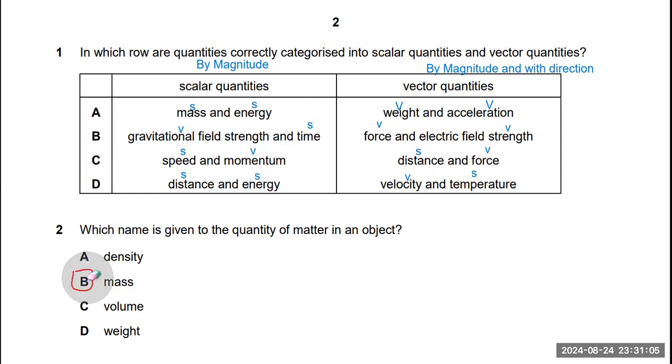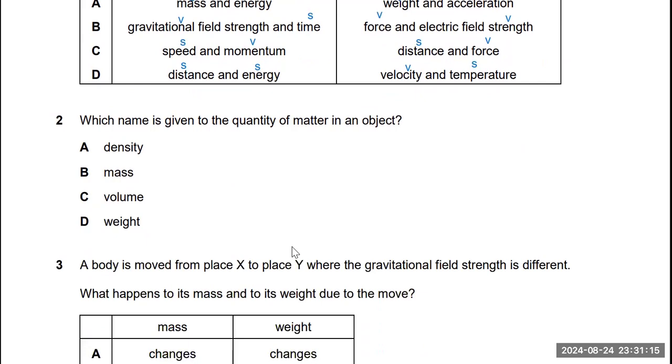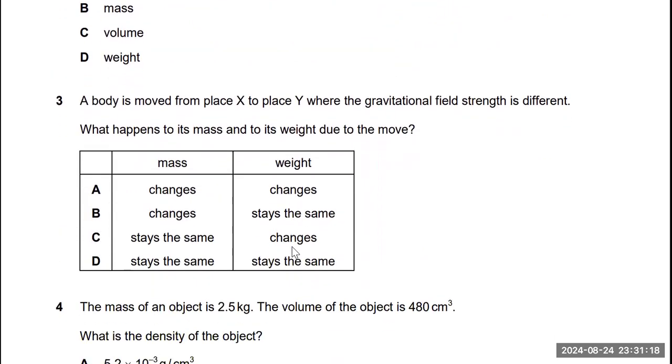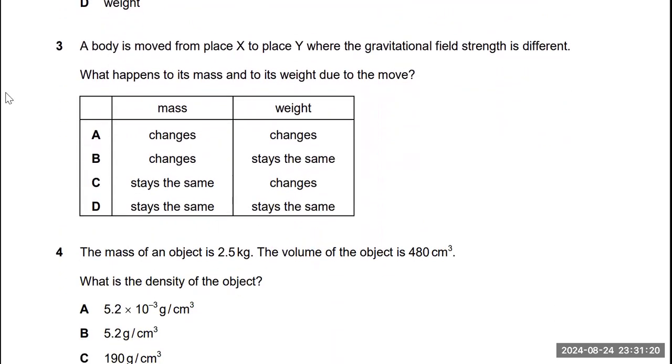Now we will move to another question. I will remove all the answers, otherwise you will see that circle at the bottom. Now the third question is: a body is moving from place X to place Y, where the gravitational field strength is different. What happens to its mass and to its weight due to the move? I will give you a little bit of information about that.